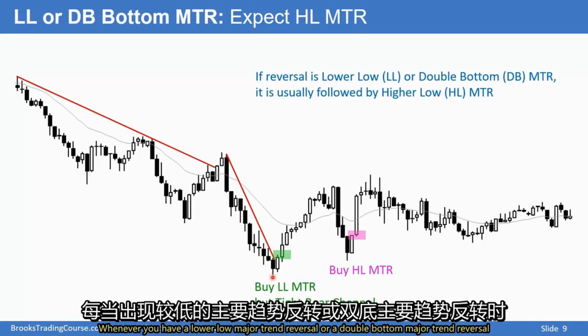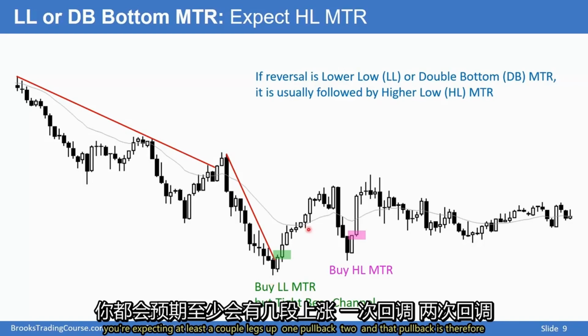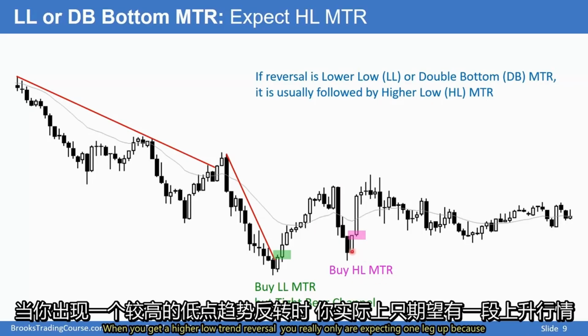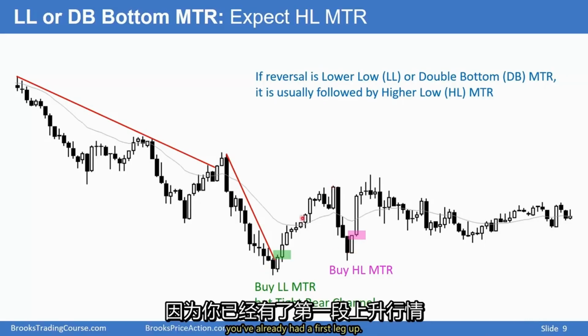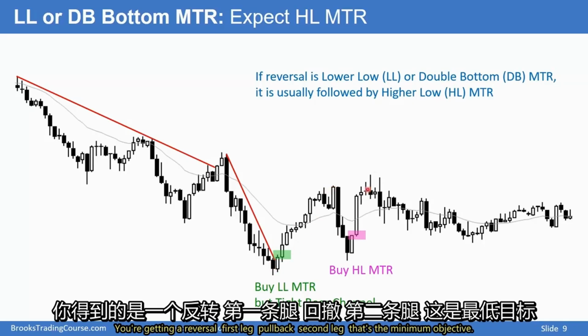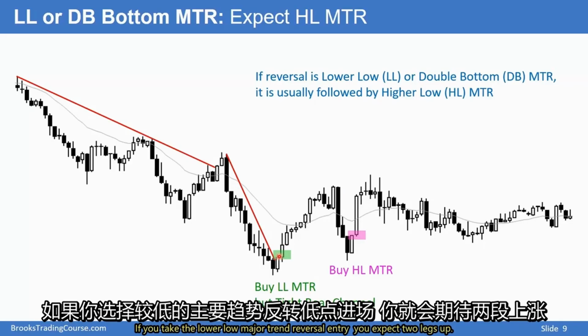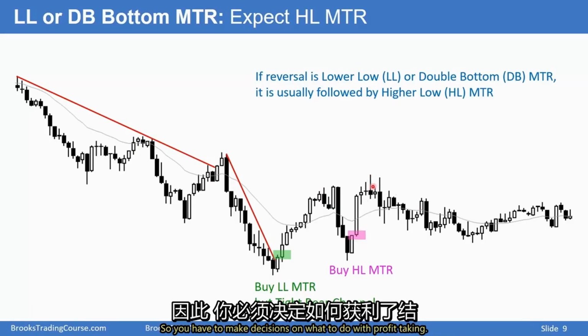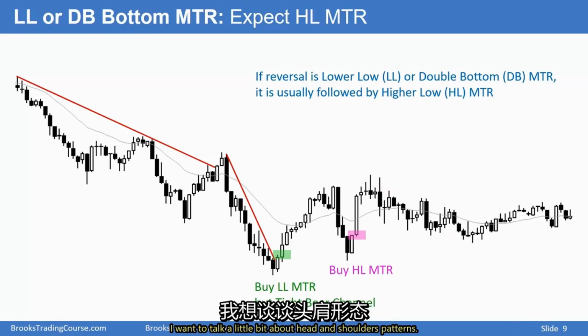Whenever you have a lower low major trend reversal or a double bottom major trend reversal, you're expecting at least a couple of legs up, one, pullback, two, and that pullback is therefore a higher low major trend reversal. When you get a higher low trend reversal, you really only are expecting one leg up because you've already had a first leg up. You're getting a reversal, first leg, pullback, second leg. That's the minimum objective. If you take the lower low major trend reversal entry, you expect two legs up. If you take the higher low major trend reversal entry, you may only get one more leg up. So you have to make decisions on what to do with profit taking.